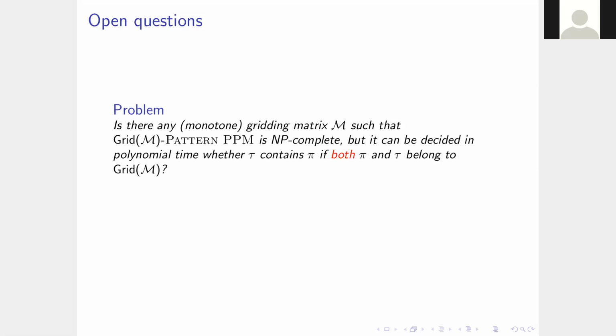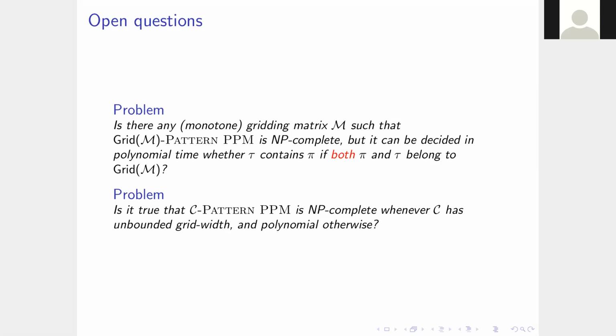And the second, perhaps more important question: in all cases we know, it's true that C pattern PPM is NP-complete if C has unbounded grid width. So we ask whether this is a general thing, whether it's true that C pattern PPM is NP-complete if C has unbounded grid width and polynomial otherwise.